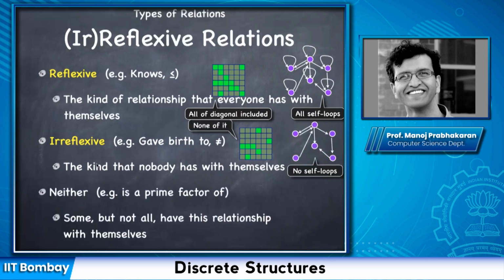Now these are two extremes. You can have relations which fall in the middle, where there are some self loops but not all self loops. As an example, is a prime factor of. Sometimes if you're a prime number, you would be a prime factor of yourself, but otherwise, if you're not a prime number, then you're not a prime factor of yourself. So this is a relation that some elements have with themselves and others do not.